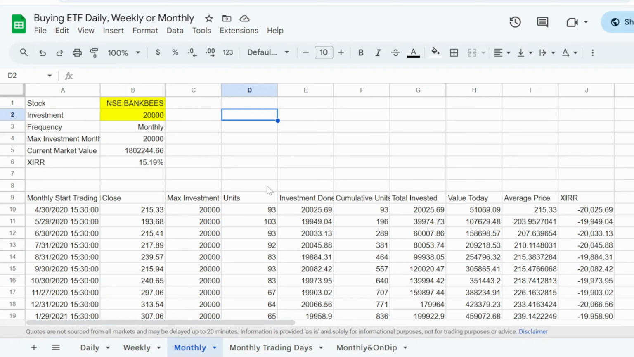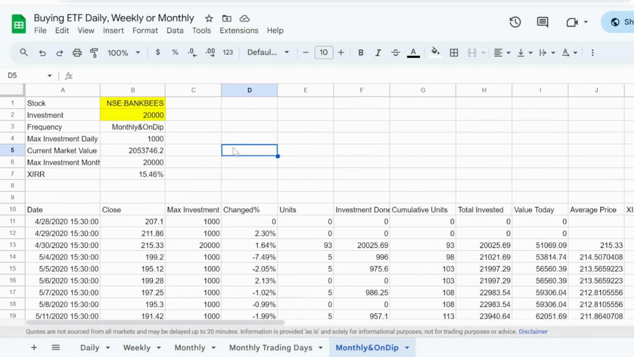But if you ask me, between Nifty Bees and Bank Bees, the best is monthly. But if you can do it, then the best is monthly and on dip, because it is giving a very good XIRR, 15.46%, when you are just tweaking your SIP. To give you an idea, we will be investing 20,000 every month, along with that, whenever the market goes down by more than 1%, we will be investing just 1,000 rupees more, so that our XIRR will increase in future. Along with that, our wealth will increase in future.